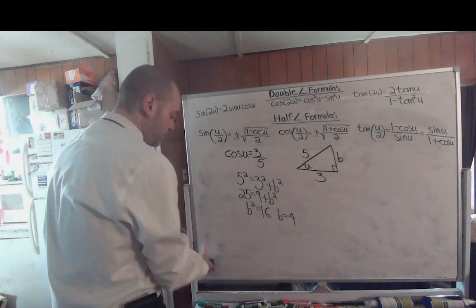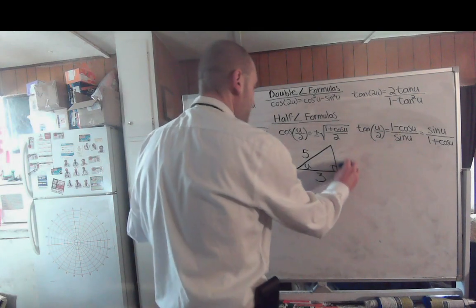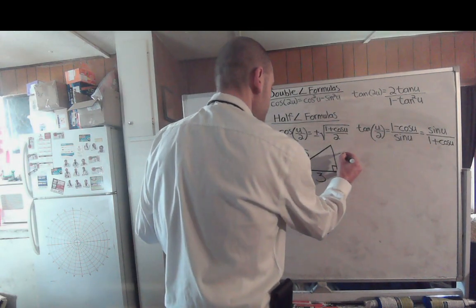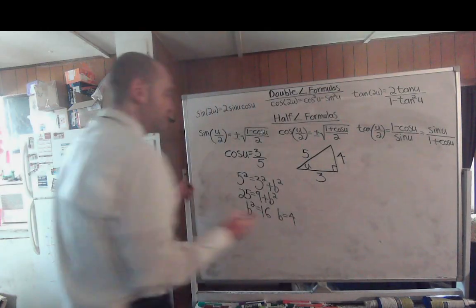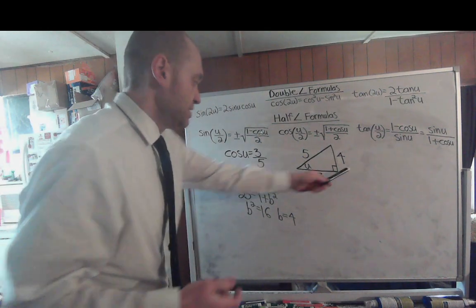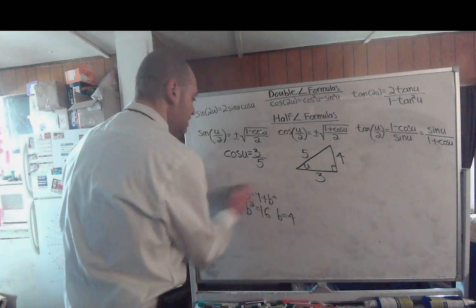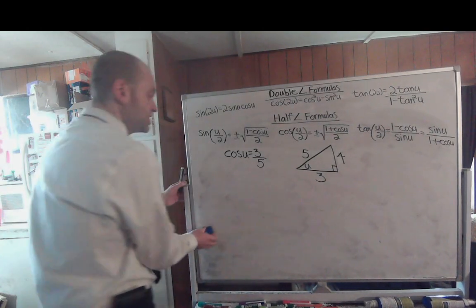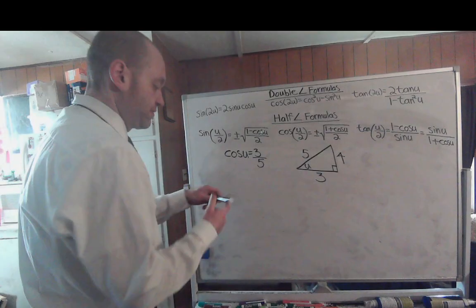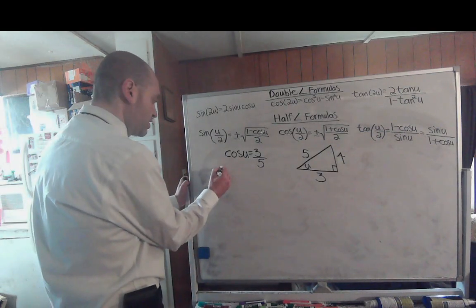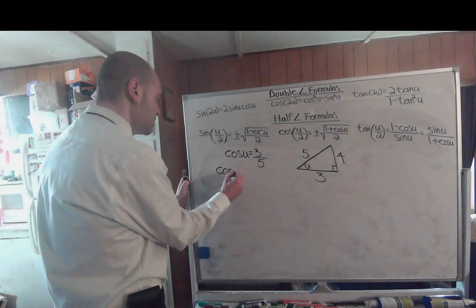Since we're in the first quadrant, we can keep it all positive. That'll make our lives easier. So the first thing you probably want to do is find your missing side. We were given the cosine of u is 3/5. Why don't we use this to find the cosine of u over 2?